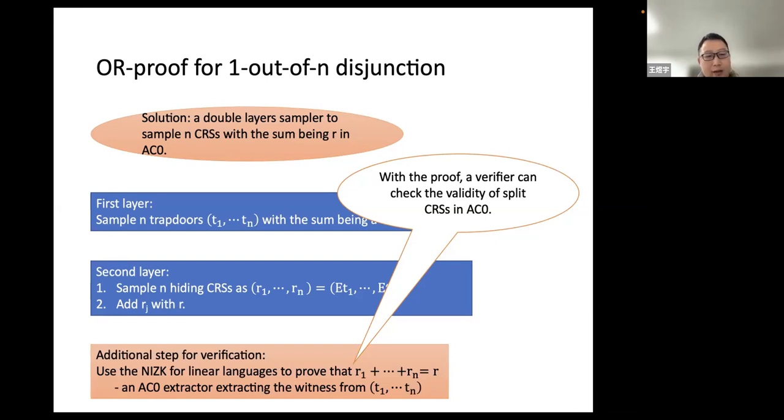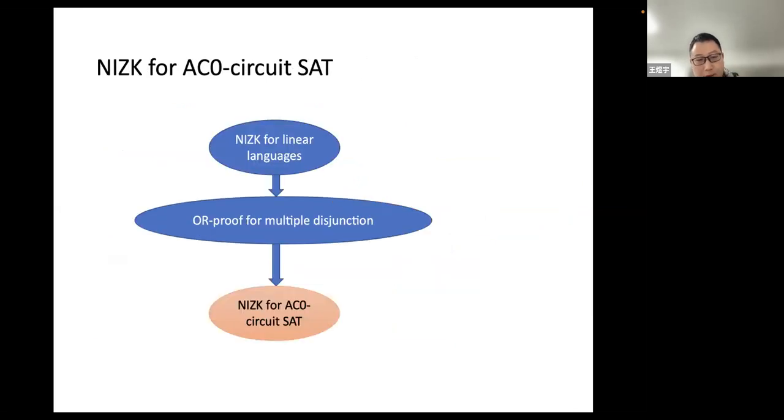Here we need an AC0 extractor, which can extract the witness from the n trapdoors we talked about before. And I will skip the details in this talk. Please see our paper for the details. Next, I will talk about how we convert this OR proof for multiple disjunction to the NIZK for AC0 circuit satisfiability.